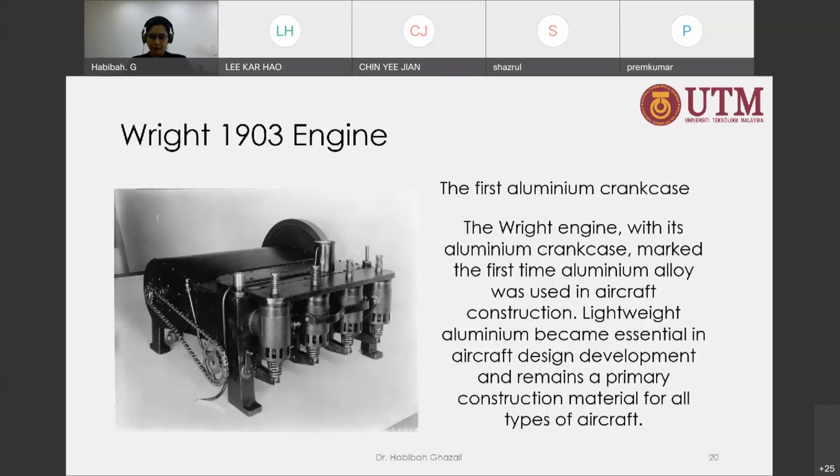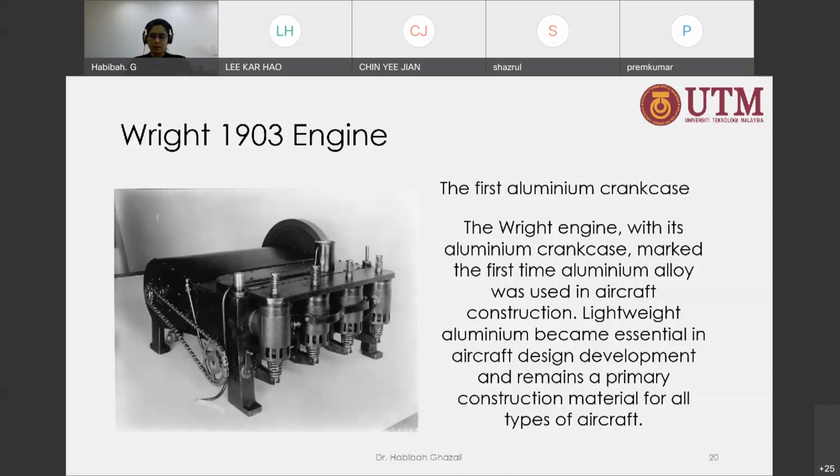So just a little bit of fun fact here. The Wright brothers were the first to use an aluminum crankcase for their aircraft engine. So the Wright engine with the aluminum crankcase marked the first time the aluminum alloy was used in aircraft construction. This happened in 1903. The lightweight aluminum became essential in aircraft design and development and remains the primary construction material for all types of aircraft.